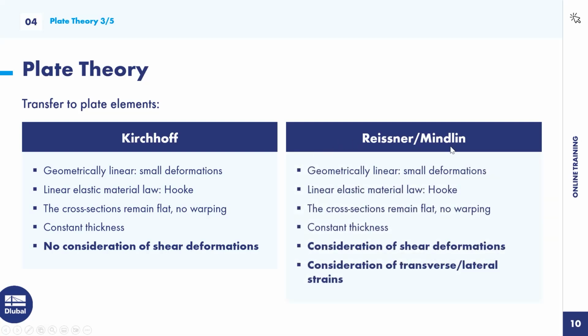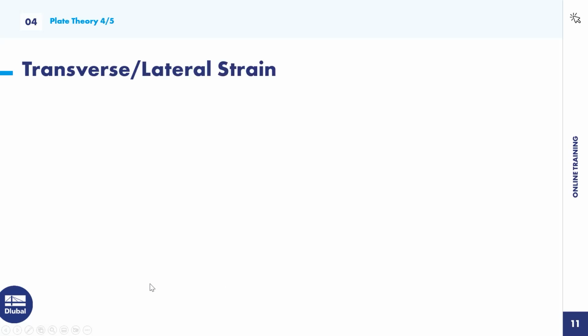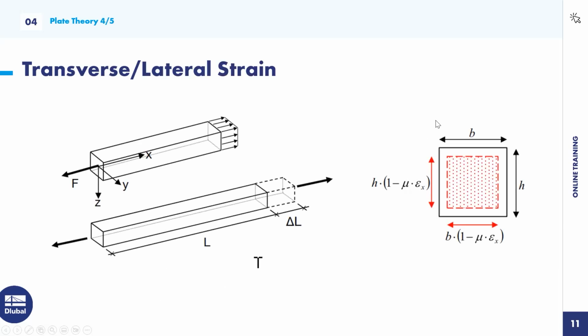Now let's compare the Reissner-Mindlin plate theory. The first 4 points stay the same. But now there's the difference. With the Reissner-Mindlin, we now have a consideration of these shear deformations. And we also have a consideration of the transverse and lateral strains. So let's look at the transverse and lateral strain.